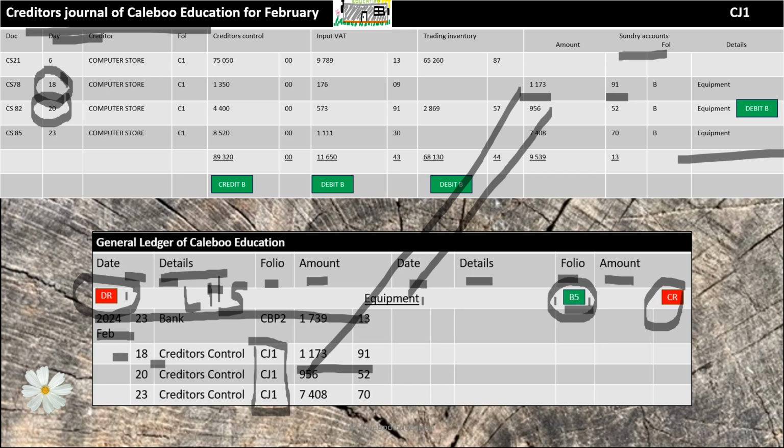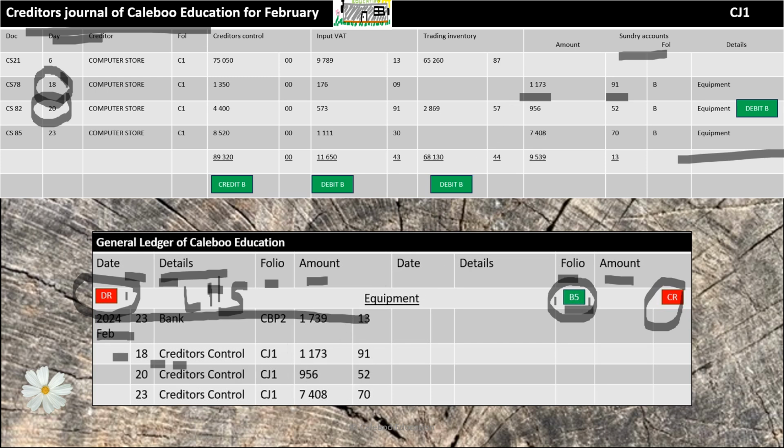And the same with the 956, and the same with the 7408. Where did the information come from? The creditors journal. What was the contra account? Creditors control. Why did we debit equipment?